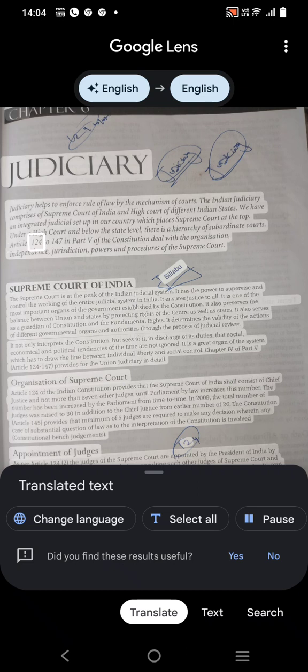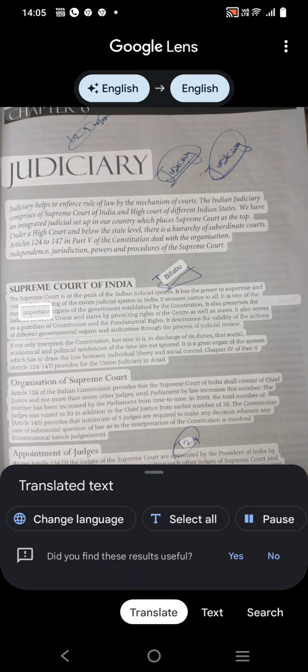Articles 124 to 147 in Part 5 of the Constitution deal with the organization, independence, jurisdiction, powers and procedures of the Supreme Court. Supreme Court of India. The Supreme Court is at the peak of the Indian judicial system. It has the power to supervise and control the working of the entire judicial system in India. It ensures justice to all.